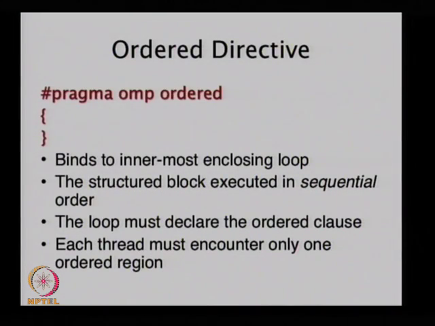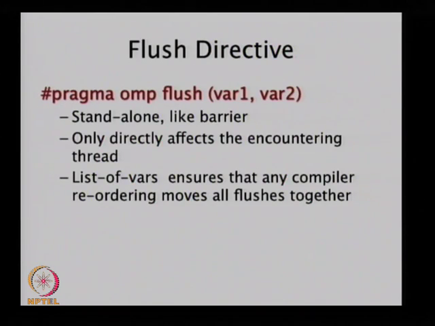So it says it binds to the innermost enclosing loop. That's not complete because it's not only for loops. Sequential order is true because the sections also have a sequential order. And that is that. Here is the flush directive. We've already seen this before also. You get a flush set, and all the flush sets that have anything intersecting, any variable common among them, will have to be seen in the same order by every single thread.